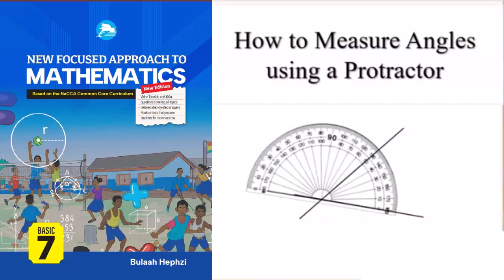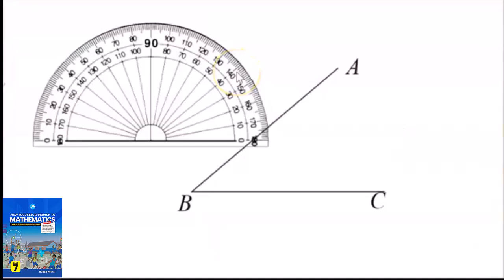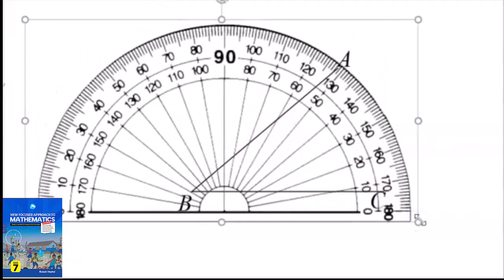This is the revised edition. In this video, we want to look at how to measure angles using a protractor. Now let's start with the first example. We want to measure the angle ABC, or you can say CBA, with our protractor. But before then, let's understand a few things about the protractor.